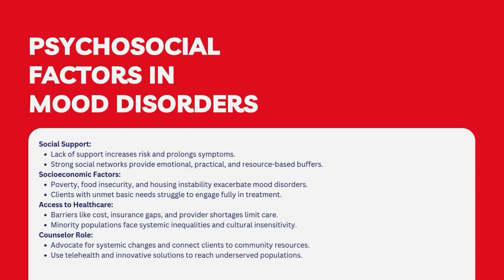Conversely, strong social networks can act as a protective buffer, offering encouragement, accountability, and resources to help clients manage their symptoms. Socioeconomic factors play a pivotal role in mental health outcomes. Poverty, food insecurity, and unstable housing create chronic stress, which can lead to or worsen mood disorders. For example, a client struggling with unemployment and depression may find it difficult to focus on therapy goals when their basic needs are going unmet.